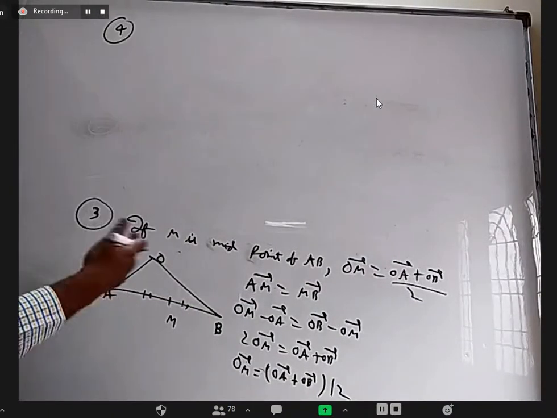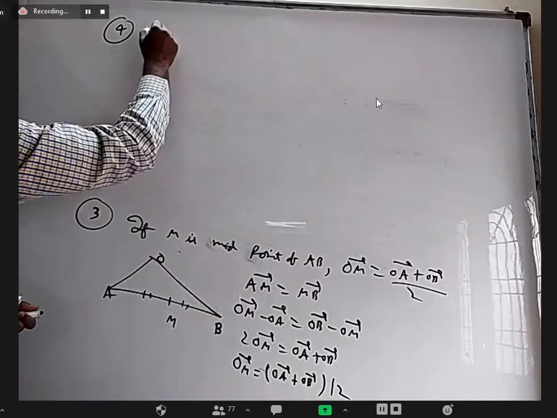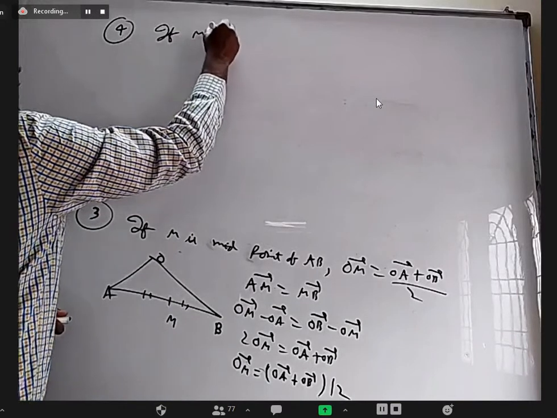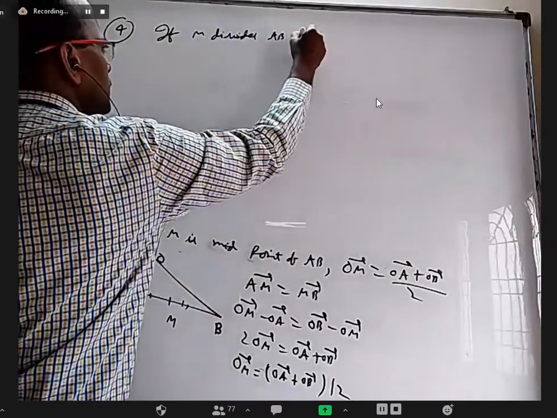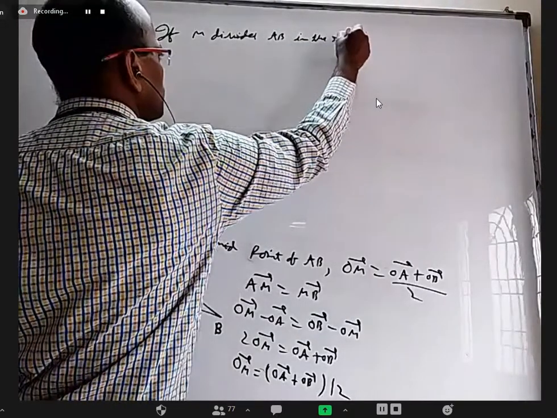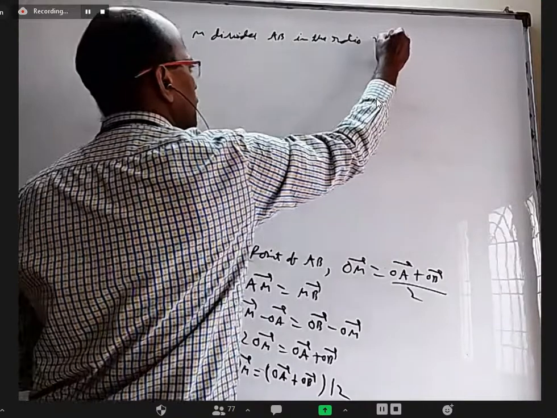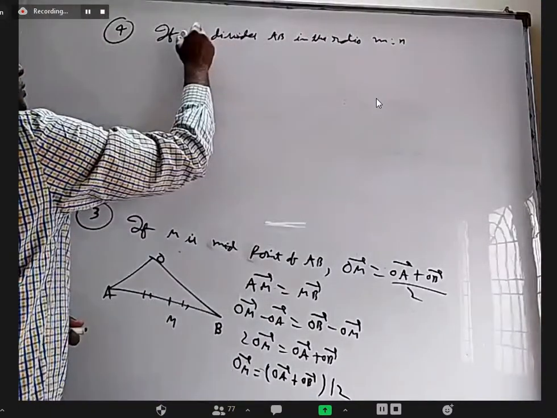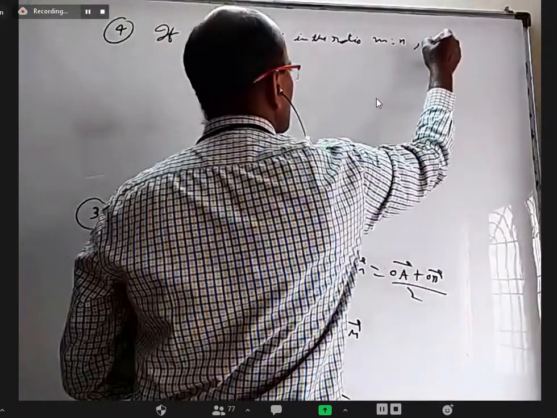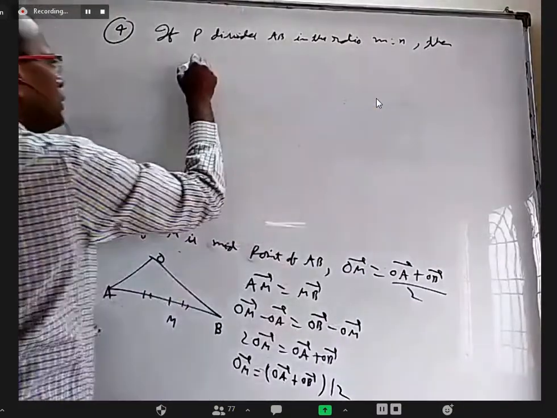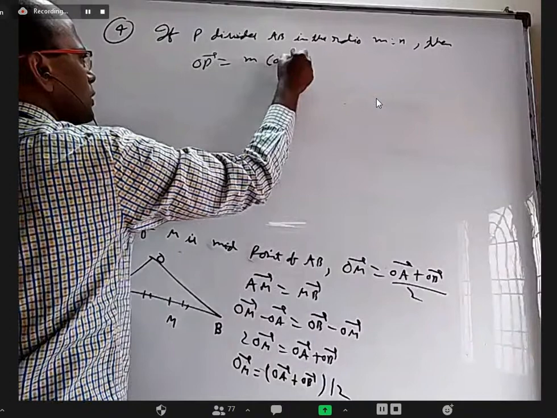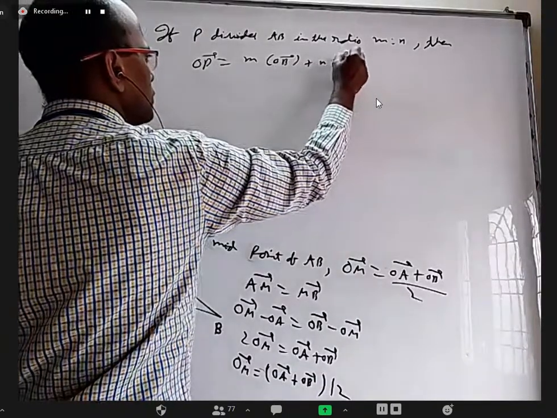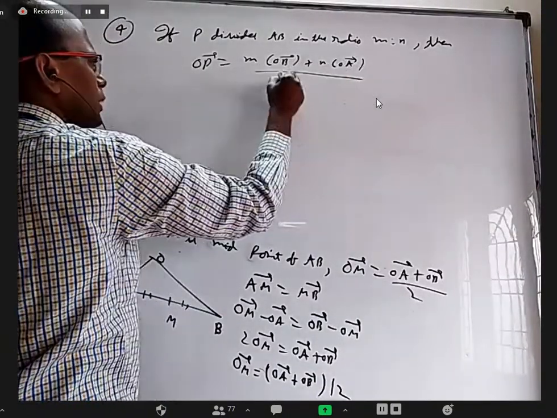Okay, an extension of this if you want to use the section formula. That is, if M divides AB in the ratio M is to N, instead of M you can write P also, M is to N, then OP bar is equal to M into OB bar plus N into OA bar by M plus N.